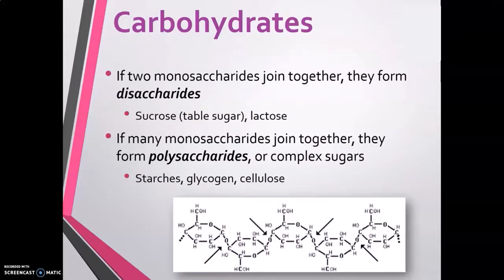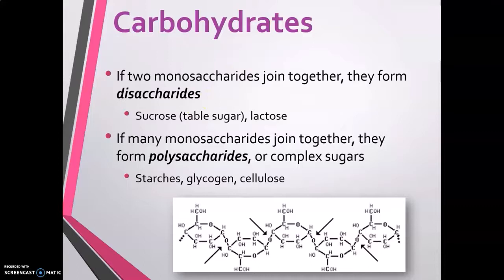When we have two monosaccharides joined together, they form what we call disaccharides because di means two. Sucrose, which is just regular table sugar, is an example of a disaccharide, as well as lactose, which is the sugar found in milk. And then if you link together many monosaccharides and make very long polymers, those are called polysaccharides, again, because poly means many.